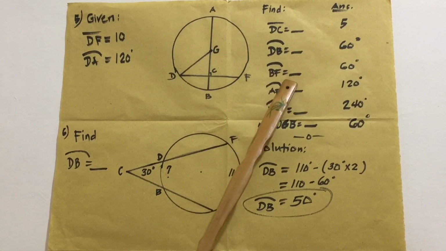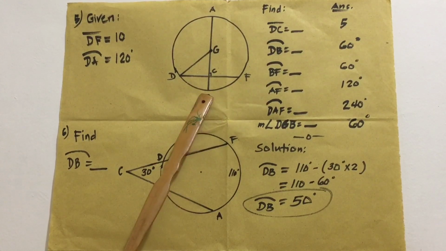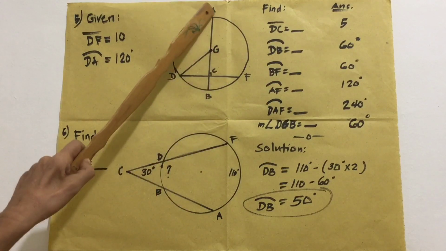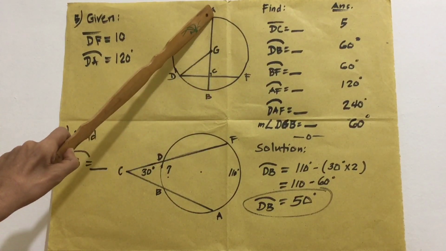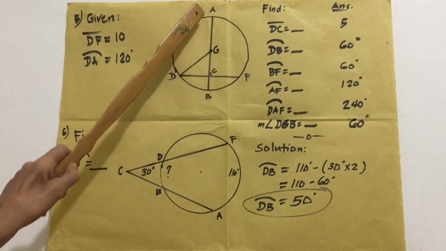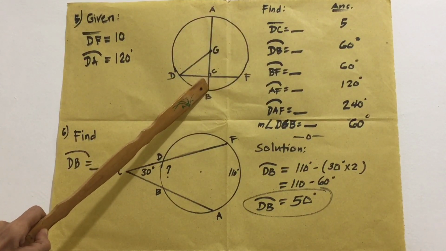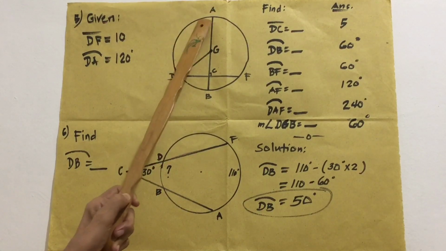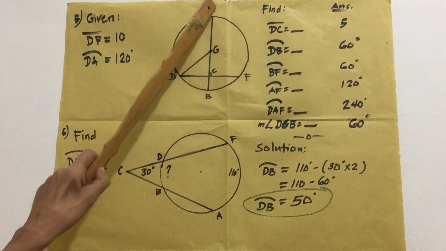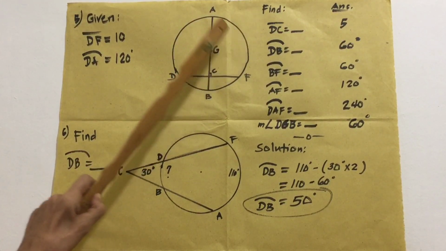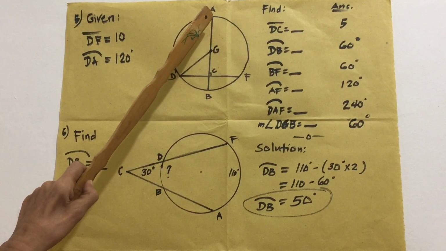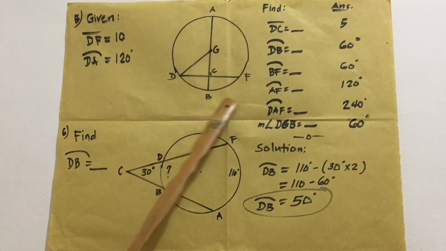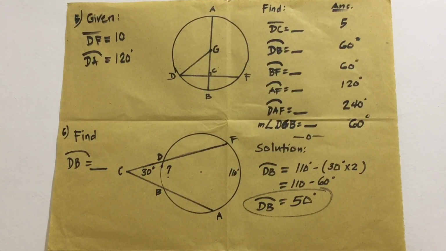Next, arc BF. So to find the arc BF, our basis is the diameter AB. So the arc of the AB is 180 and the arc of D is 120. So therefore the measure of EF is also 120. Then the diameter is 180. The arc is 180. So 180 minus 120. So BF is also 60 degrees.